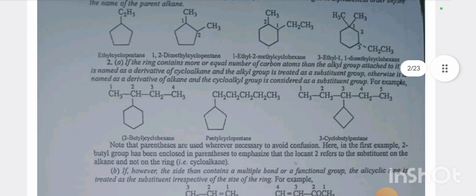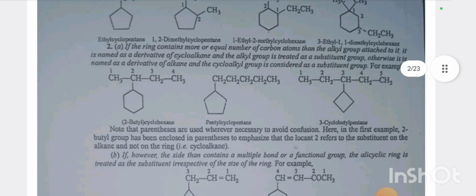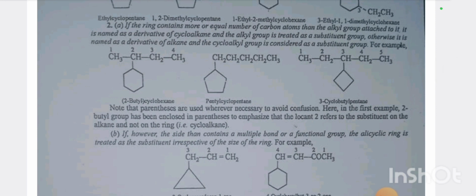Second, if the ring contains more than or an equal number of carbon atoms as the alkyl group attached to it, it is named as a derivative of cycloalkane and the alkyl group is treated as a substituent group. Otherwise, it is named as a derivative of alkane and the cycloalkyl group is considered as a substituent group. For example, 2-butylcyclohexane, pentylcyclopentane, 3-cyclobutylpentane.